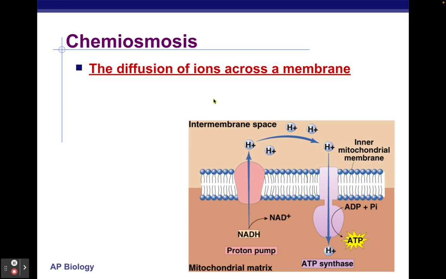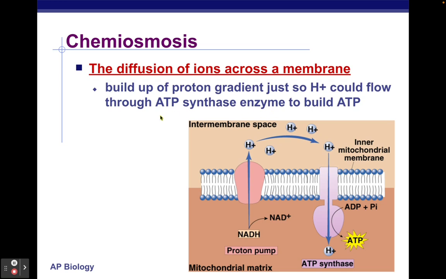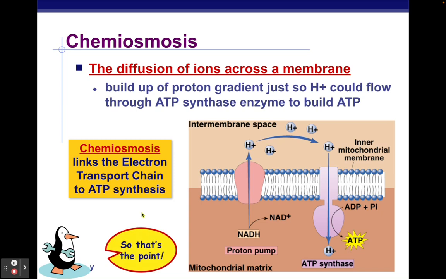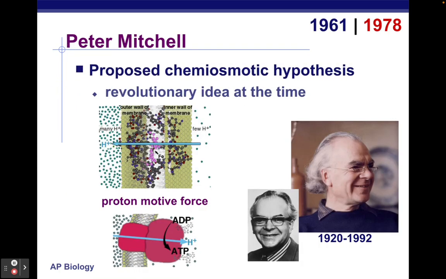The diffusion of ions across a membrane, okay? More specifically, it relates to the generation of ATP by the movement of hydrogen ions across the membrane. So here we go. The actual chemiosmosis part is this buildup of the gradient and the moving through to create ATP. It links the electron transport chain to ATP synthesis. So there's the point. Peter Mitchell, the dude that figured it out, is the one who proposed the chemiosmotic hypothesis. Actually, you have a question about chemiosmosis on your next test. It's open-ended.